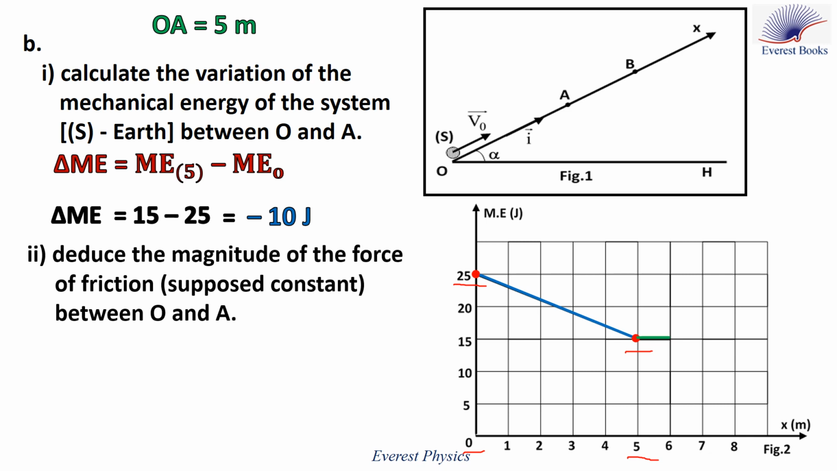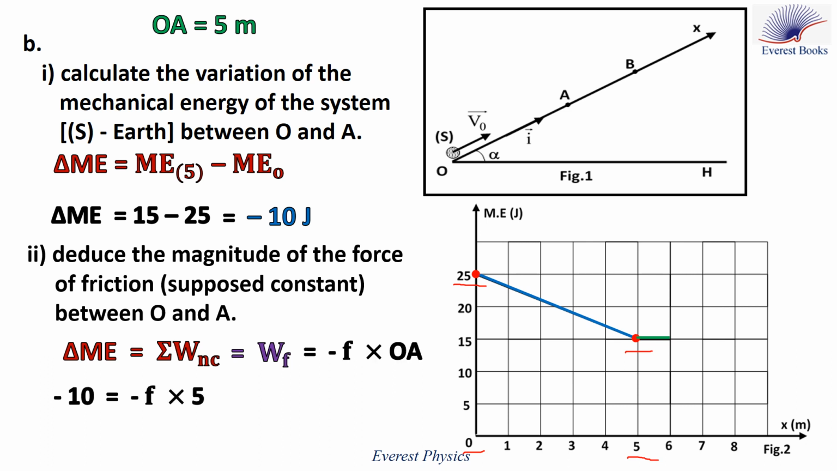Deduce the magnitude of the force of friction, supposed constant, between O and A. We know that the variation in the mechanical energy equals the sum of the work done by the non-conservative forces in the system. But the friction force is the only non-conservative force that does work, so delta ME can be written as the work done by the friction, and the work done by the friction equals minus F times OA. Replace delta ME by minus 10 and OA by 5. Therefore, the magnitude of the friction force equals 2 newtons.